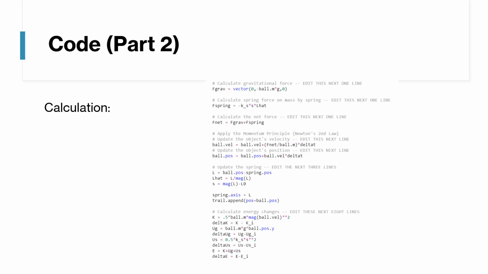The next part of this code is going to be the calculations, which we'll be taking at each timestamp. First, we have the force of gravity and the force of the spring, which we talked about earlier. Along with this, we have L, which is the ball's position minus the spring's position, L hat, which is L over the magnitude of L, and S, which is the distance of the spring, which is the magnitude of L minus L naught. Along with this, we're going to be calculating the energy for each step, which is the same equations we used before of 0.5 times ball's mass times the ball velocity squared, the potential energy for gravity, which is the ball's mass times gravity times the ball position in the y, and the potential energy of the spring, which is 0.5 times Ks times S squared.